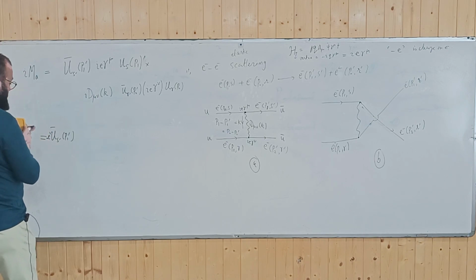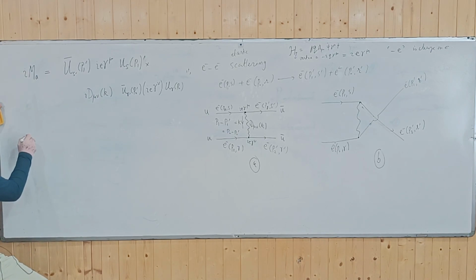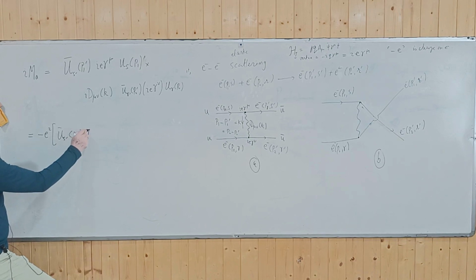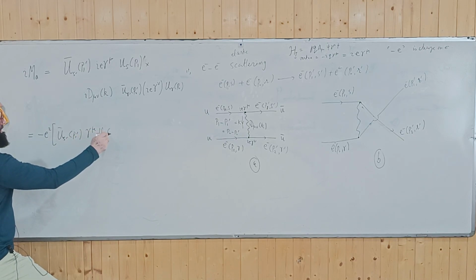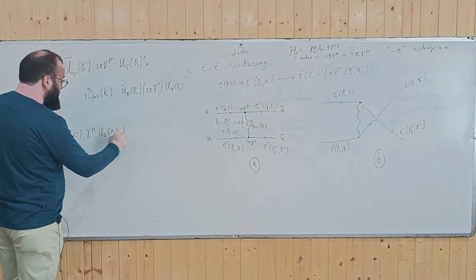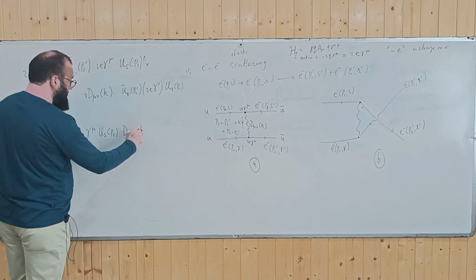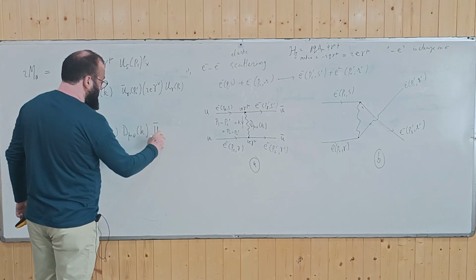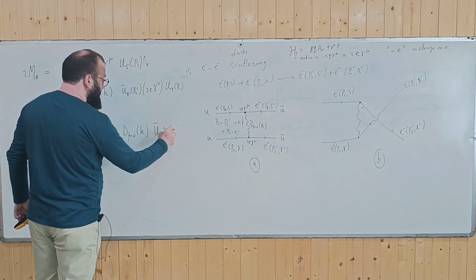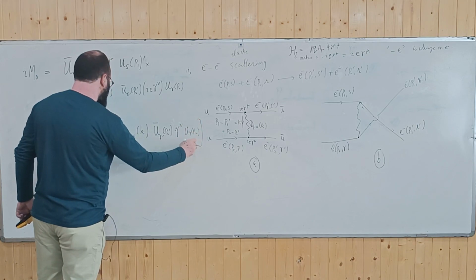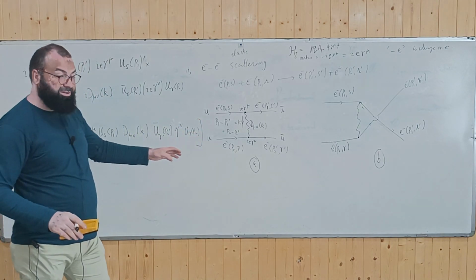So minus E square, U bar S prime P1 prime, then this gamma mu, U S P1. Then you are having this D mu nu K. Clear? Then you are having this U bar R prime P2 prime gamma nu, then U R P2. So this is the Feynman amplitude corresponding to this diagram.